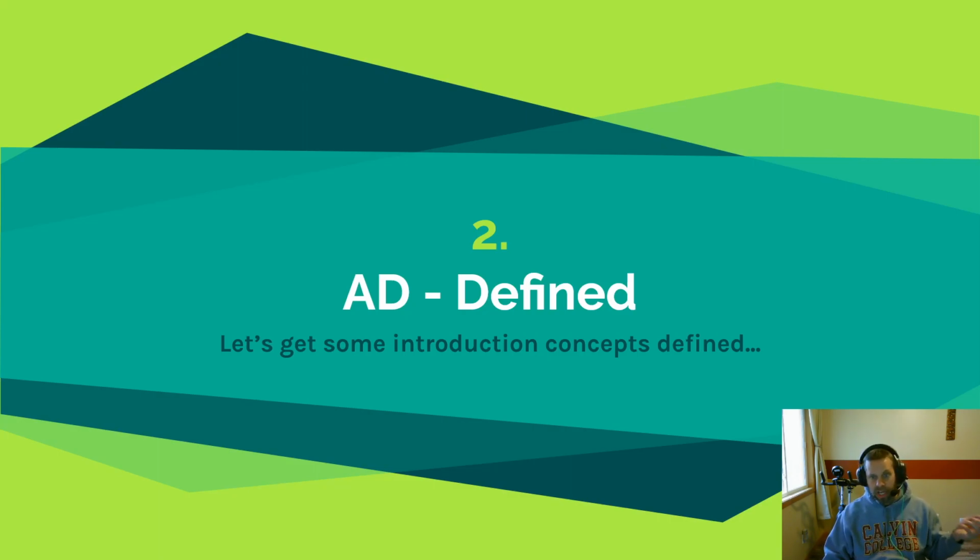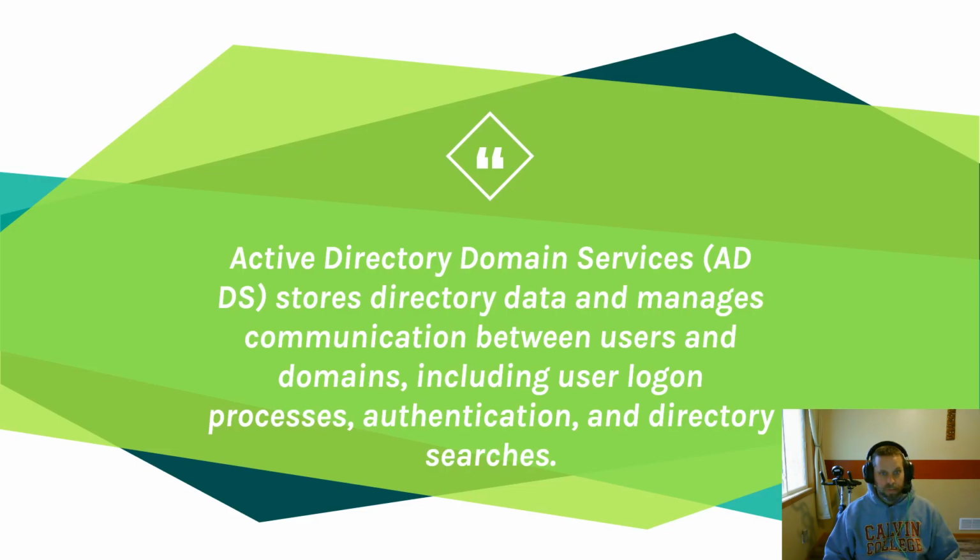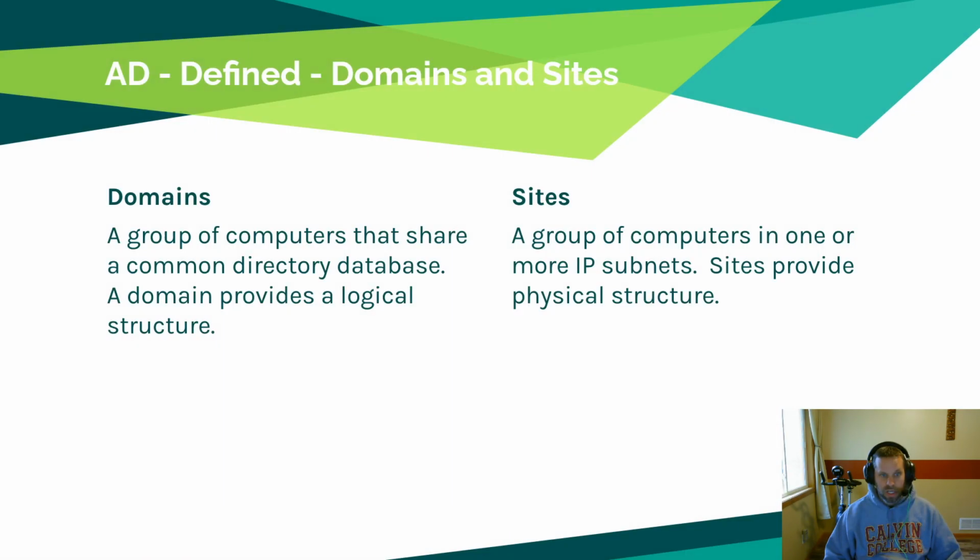So let's define what Active Directory is a little bit here. Here are the SLOs that you'll be able to cover. You'll be able to identify and describe the basic software services that make up Active Directory. You'll be able to describe the function of Kerberos, and be able to describe the basic LDAP distinguished names for organization units, groups, and users. So Active Directory Domain Services, otherwise known as ADDS, stores directory data and manages communications between users and domains, including user login processes, authentication, and directory services. So that's just a quote here about what we're talking about.